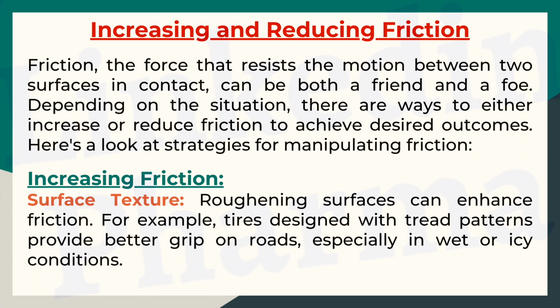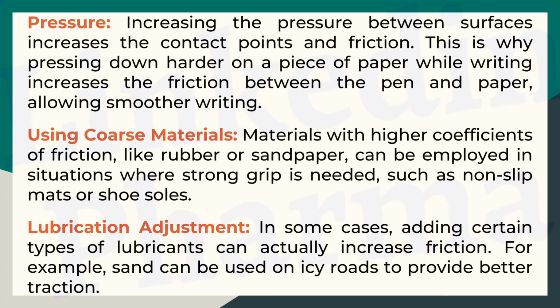Increasing friction. Surface texture. Roughening surfaces can enhance friction. For example, tires designed with tread patterns provide better grip on roads, especially in wet or icy conditions. Pressure. Increasing the pressure between surfaces increases the contact points and friction. This is why pressing down harder on a piece of paper while writing increases the friction between the pen and paper, allowing smoother writing.